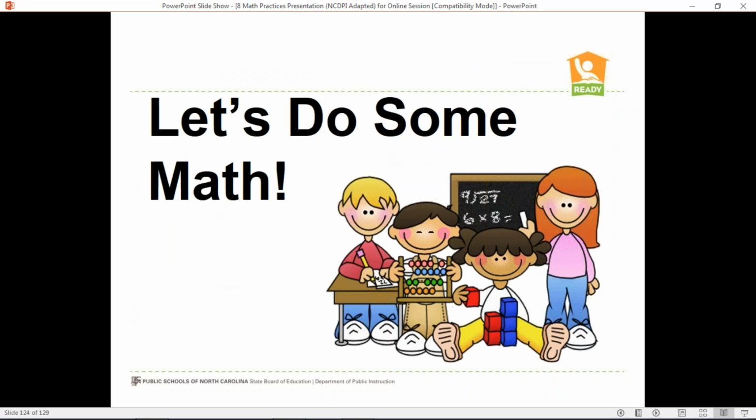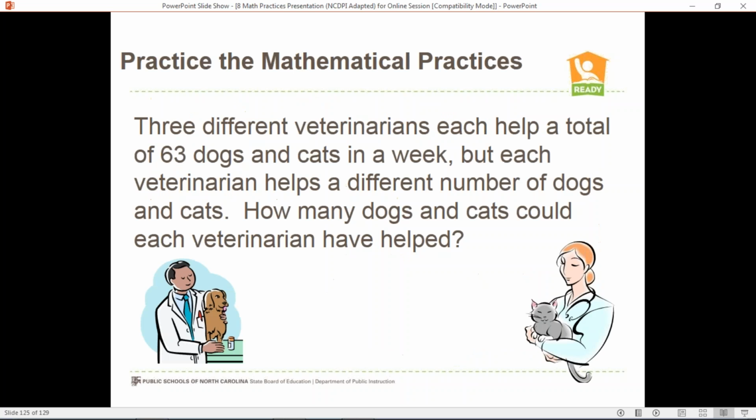And so as we close this up, I'll throw a couple of pieces at you, right? Like some of these. 3 different veterinarians each help a total of 63 dogs and cats in a week, but each of the veterinarians helps a different number of dogs and cats. How many dogs and cats could each veterinarian have helped?